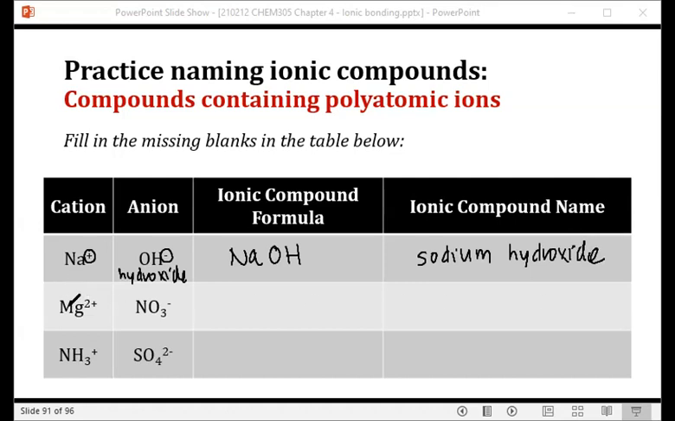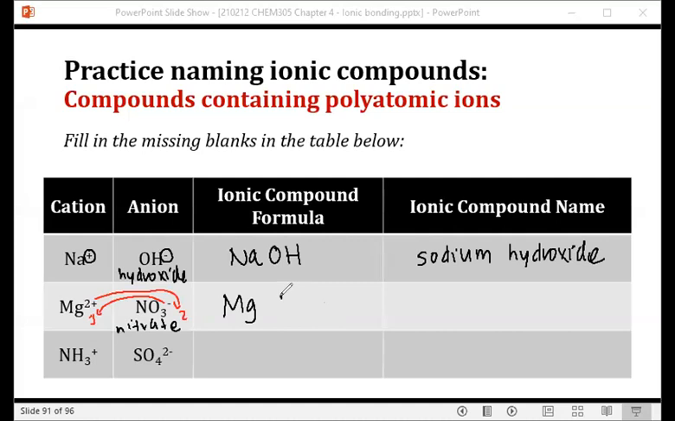Okay, next one. We have magnesium 2+ and NO3 1-. NO3 is nitrate. It's a polyatomic ion. So we need to come up with an ionic compound formula so that we have the right number of magnesiums and nitrates so that the overall charge of the compound is 0. So if you do crossing the charges, you get a 2 for the number of nitrates and a 1 for the number of magnesiums.